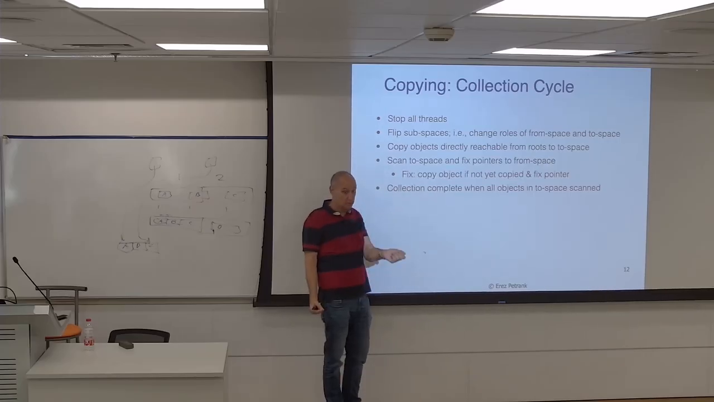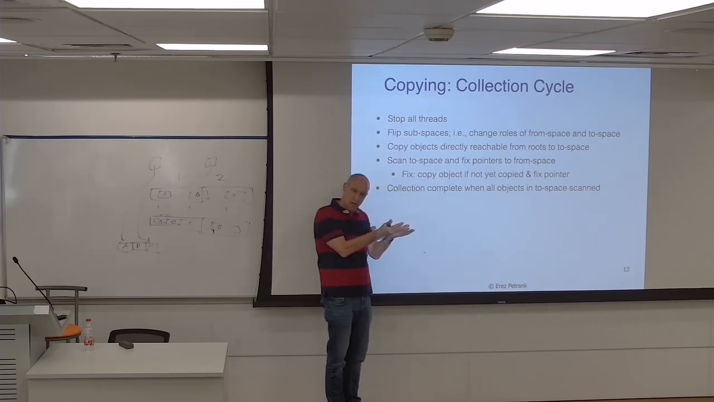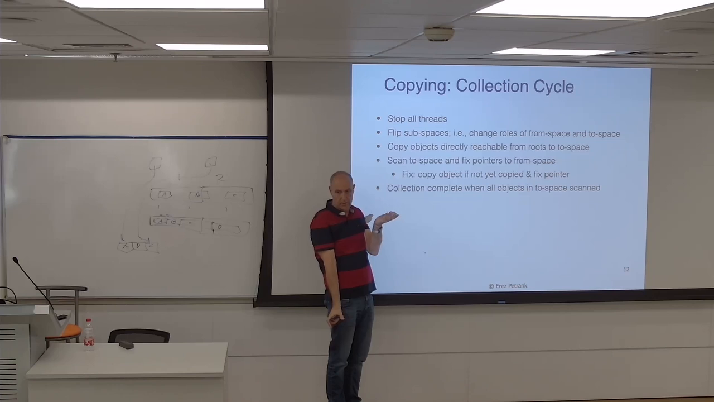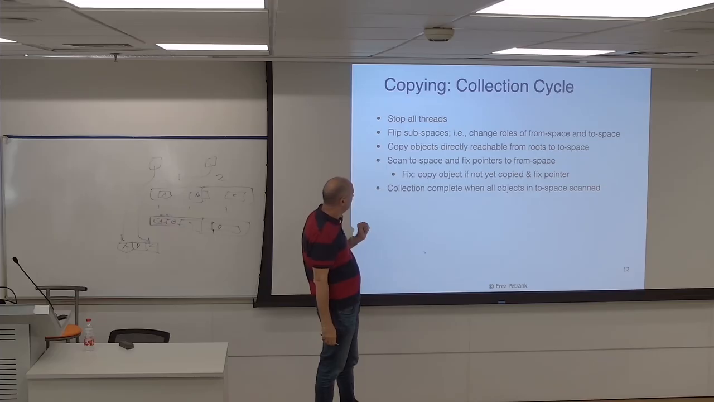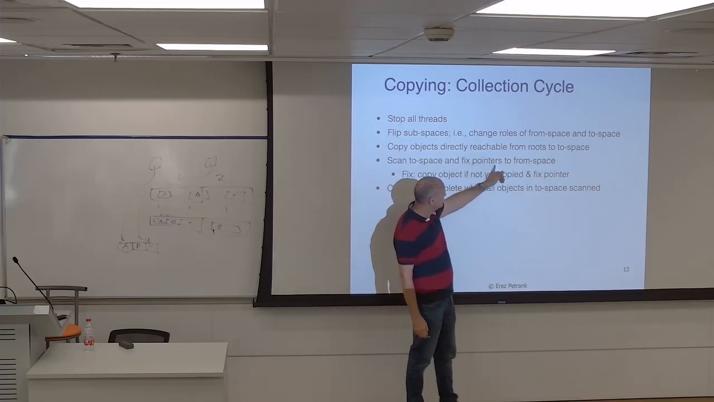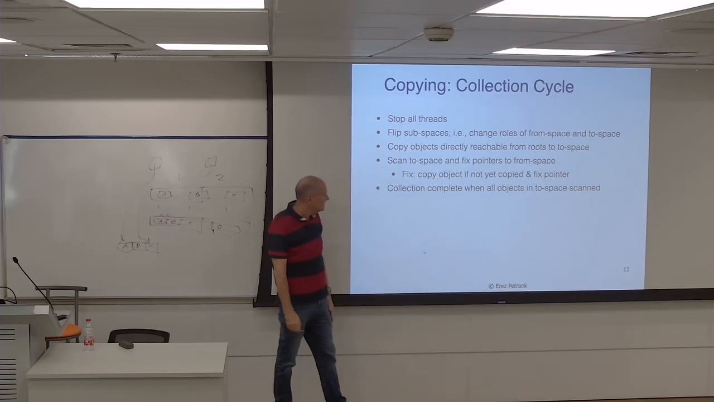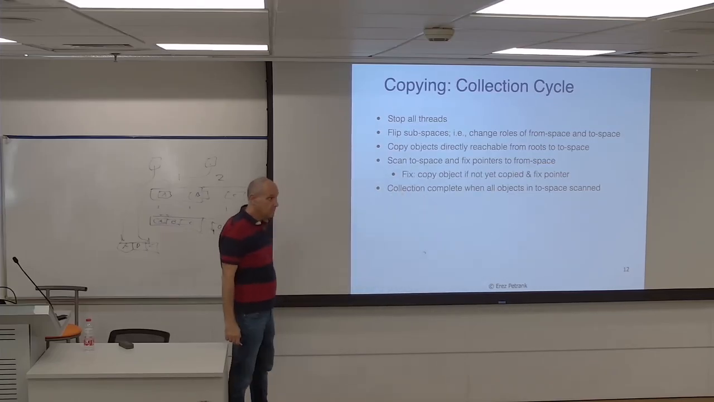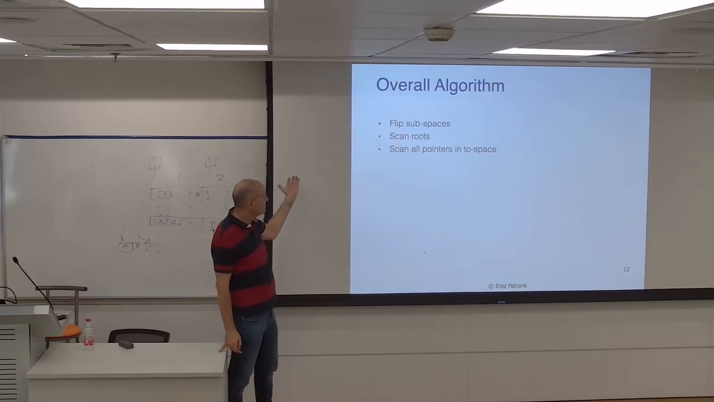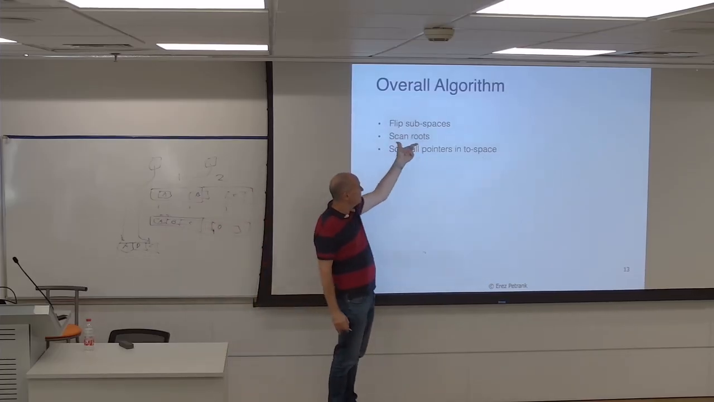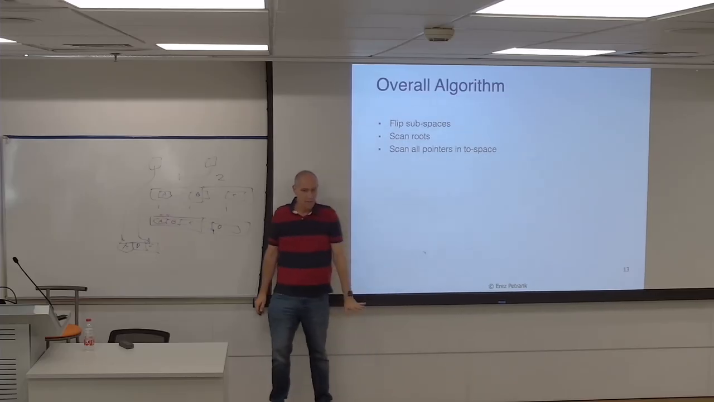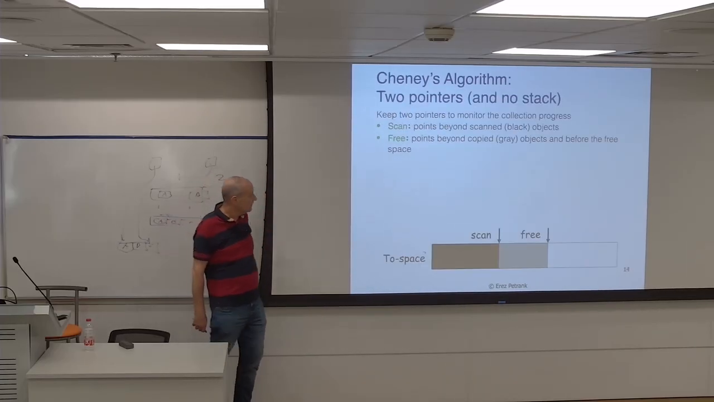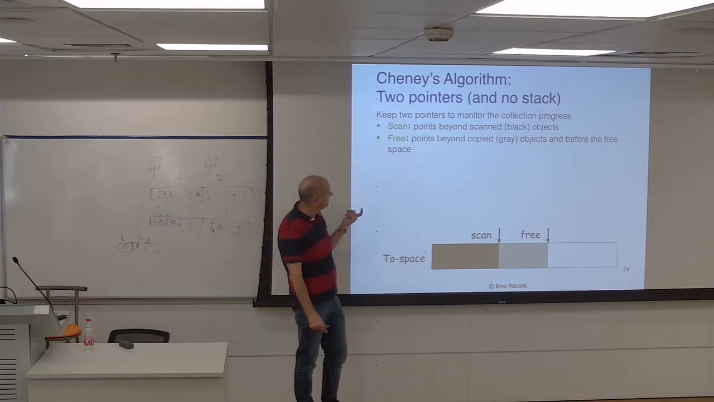I take the object. If it's already copied, I just fix it. If it's not copied, I copy the object, I install a forwarding pointer in the old location, and I fix the pointer. So I scan to-space and I fix all the pointers that point to from-space. And when I'm done with everything, I'm done. Just flip the semispaces, scan the roots, and scan all pointers in to-space. That's Cheney's idea.